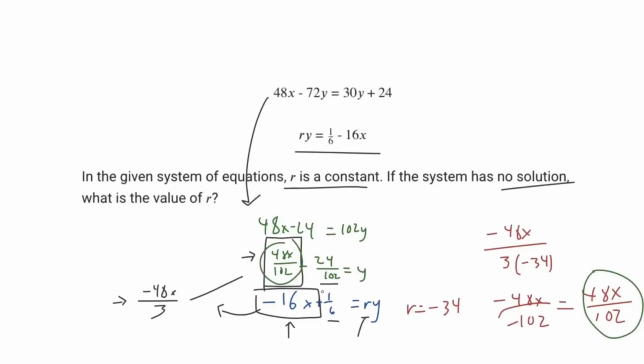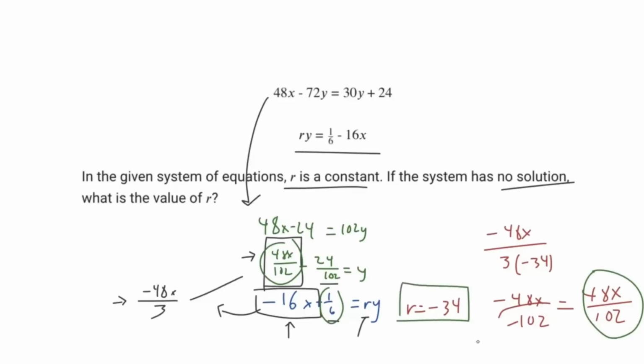The other thing we have to make sure of here is that the y-intercepts are different, and they are vastly different, right? We have 16 over r, and if we have a value of negative 34, that's the same thing as multiplying 6 by negative 34. That will give us a very small number, a much smaller number compared to 24 over 102. So that means the value of r has to be negative 34.